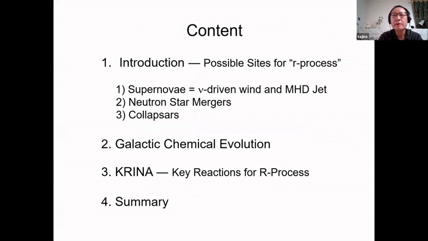So this is my content to discuss today. First, I will introduce the possible astrophysical sites for the r-process: supernovae, neutron star mergers, and collapsars. And having these possible sites, we will first discuss galactic chemical evolution. And secondly, we will discuss the main subject of this workshop, KRENA, key reactions for the r-process. And finally, I will summarize my talk.